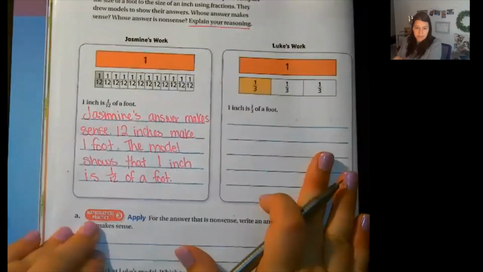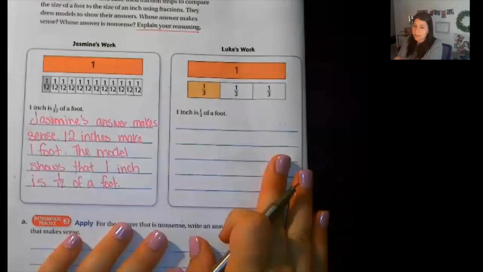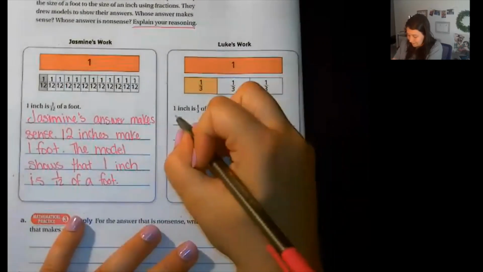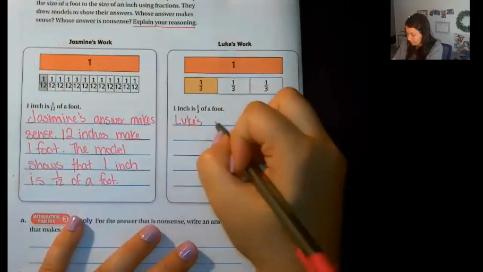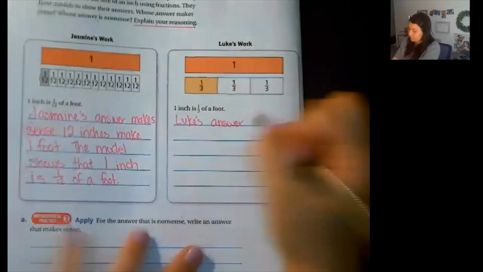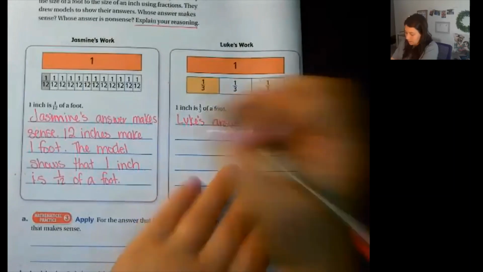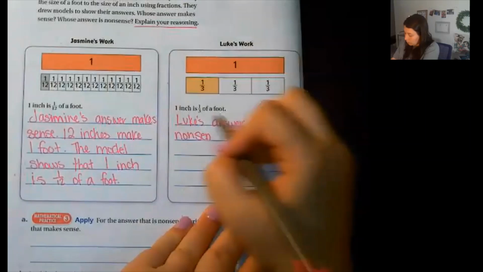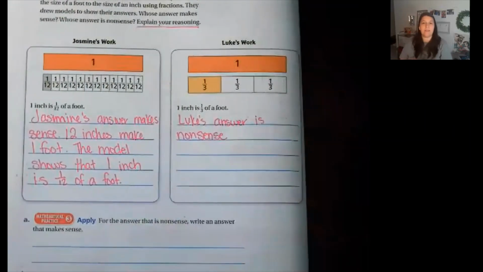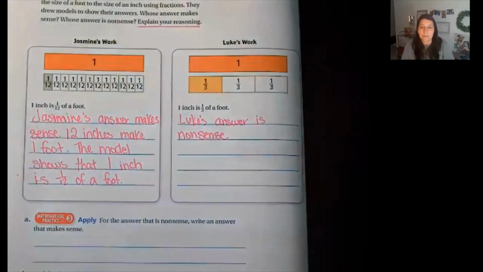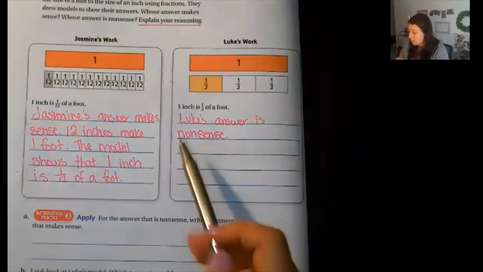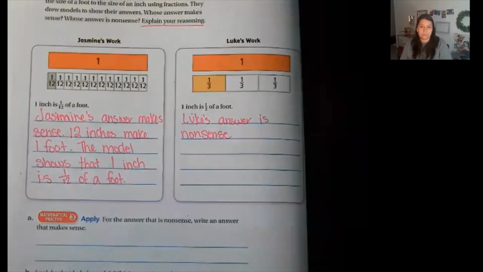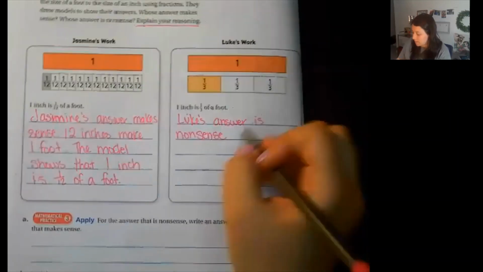So if Jasmine is making sense, that means that Luke's answer is nonsense. So his answer is nonsense. And now we need to explain why. So why is his answer wrong? What is his model showing us? He says that 1 inch is 1/3 of a foot. Why is that nonsense?